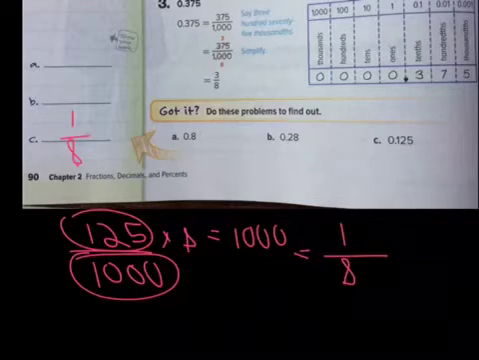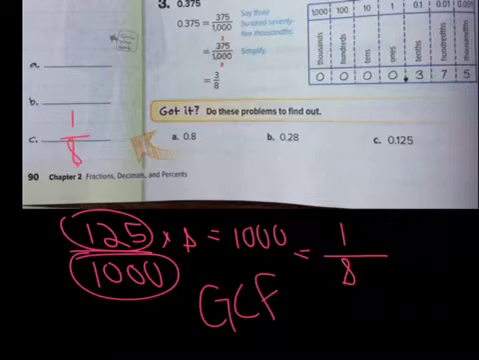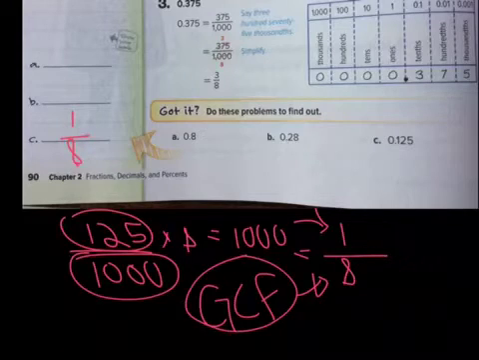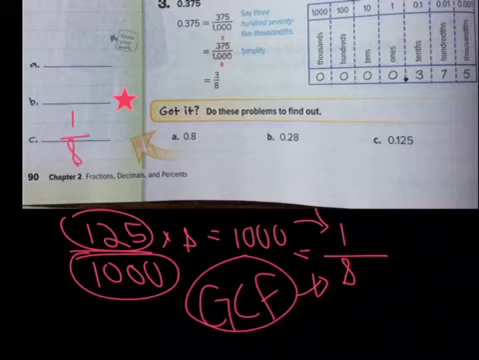That's how you simplify all 3 of them. Make sure that you can find the greatest common factor for both your numerator and your denominator, and then you divide the numbers by that greatest common factor to simplify it. A star right there will be your key answer.